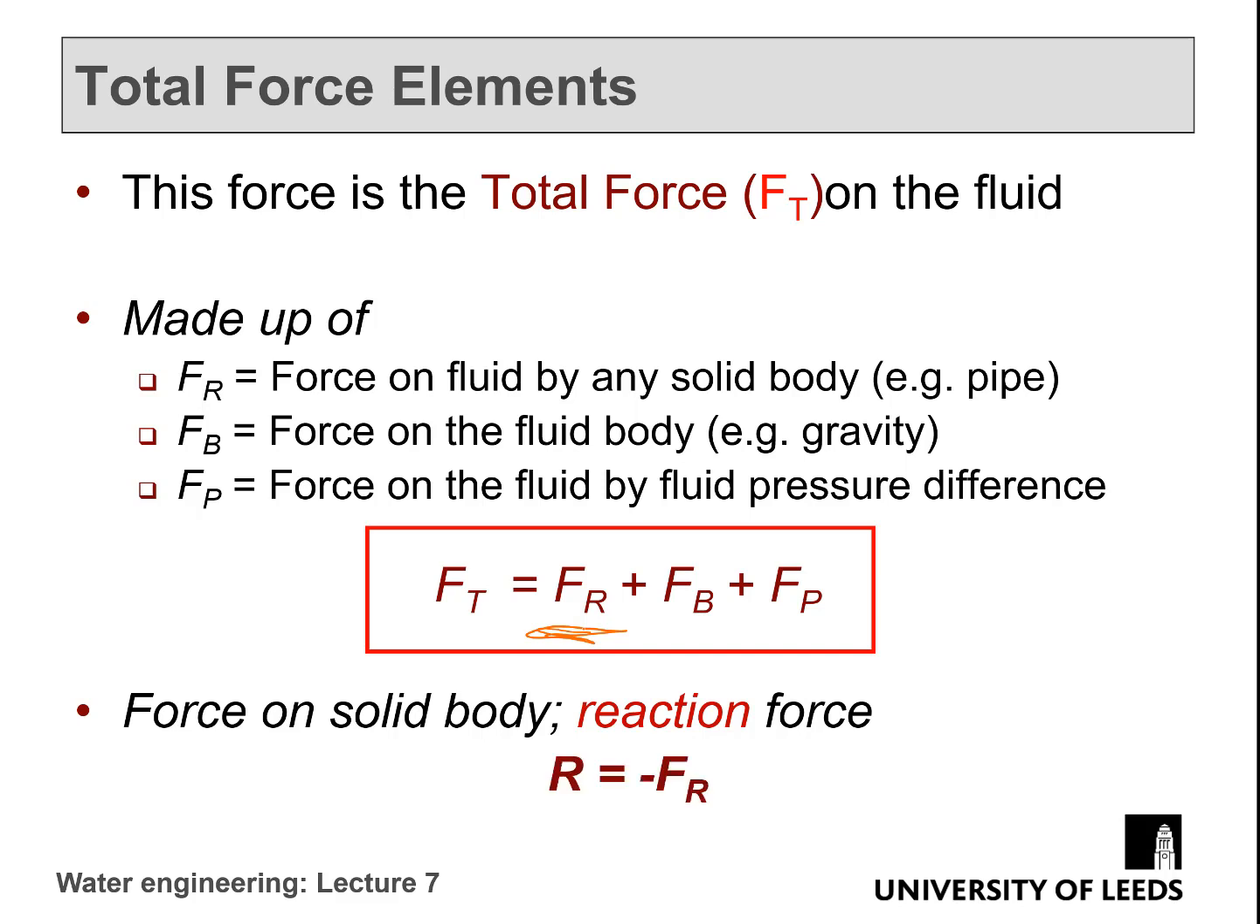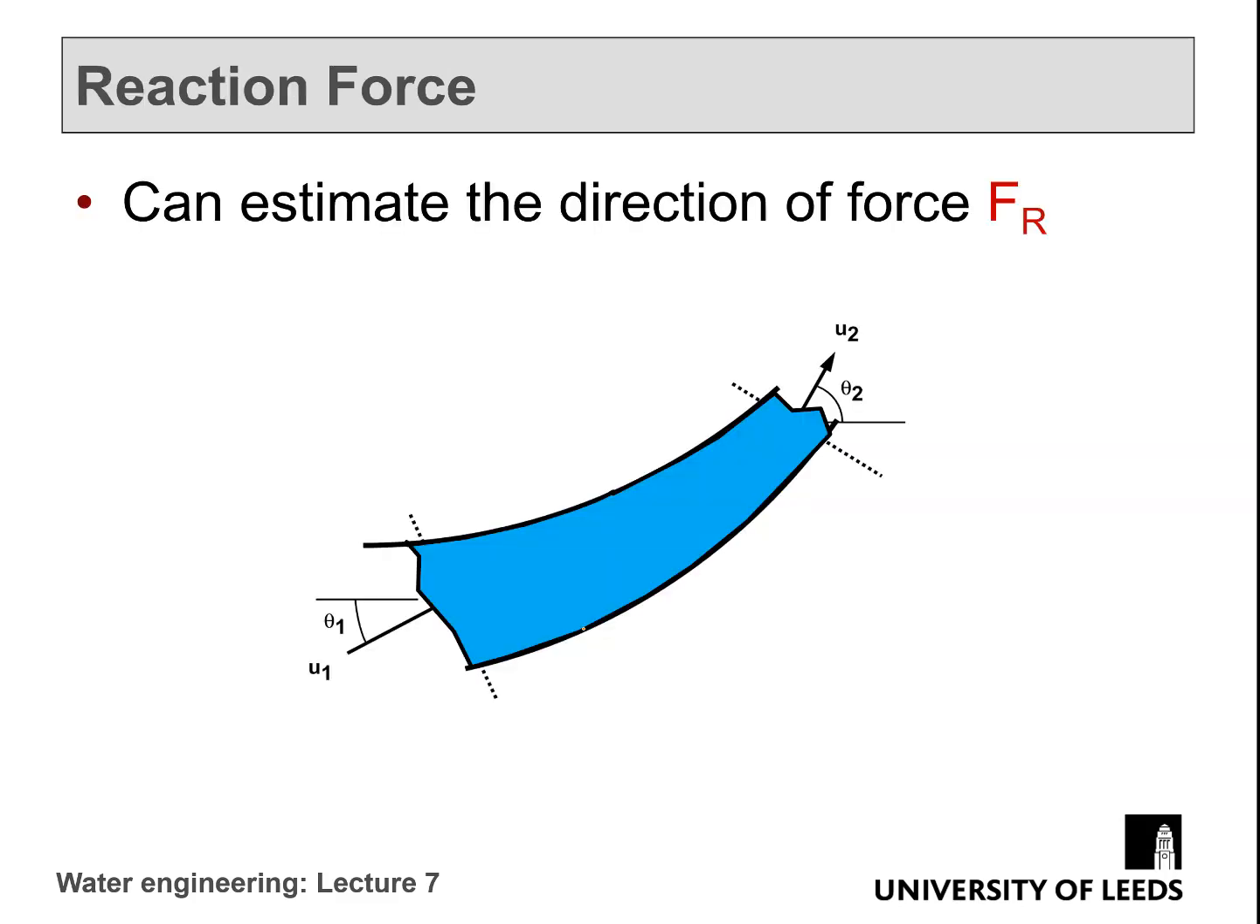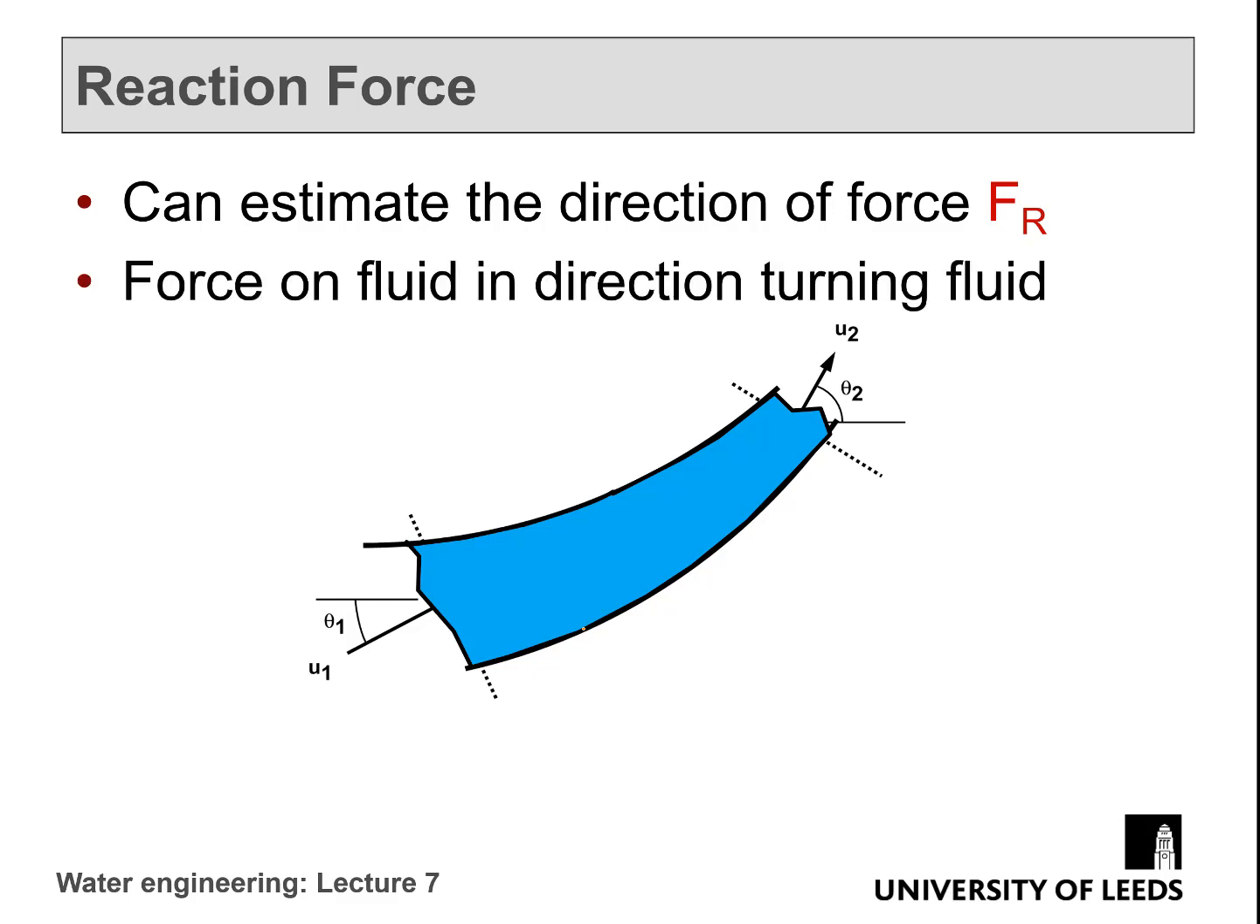This Fr is the force on the fluid, and the reaction force R is the force on the solid. So it's equal and opposite in direction to the force from the fluid on the solid. Let's have a look at estimating the direction of the force Fr. You see we've got a bend here that's curving upwards, and the force that's going to act on the fluid is going to turn the fluid upwards.